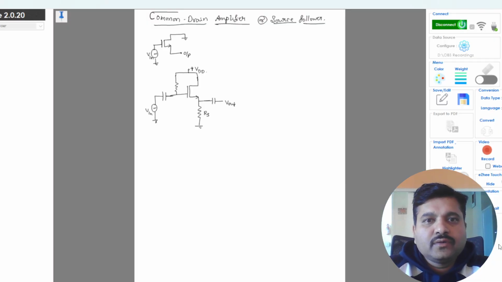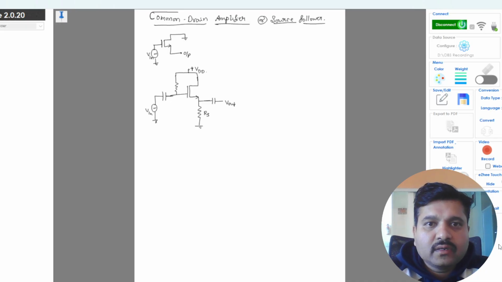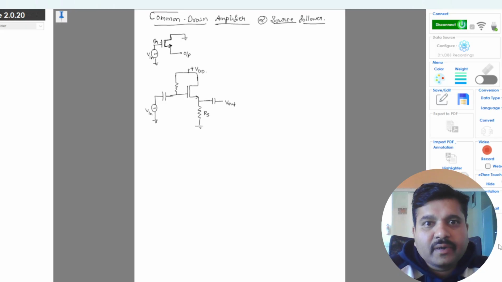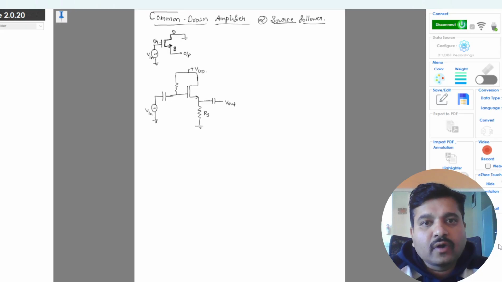Hello everyone. So in today's lecture we will be discussing the common drain amplifier, or source follower. In the common drain amplifier, this is the configuration where the input is given to the gate terminal and the output is taken at the source terminal. The drain is connected to ground, which means the drain is common for both input and output. Hence the name common drain amplifier.